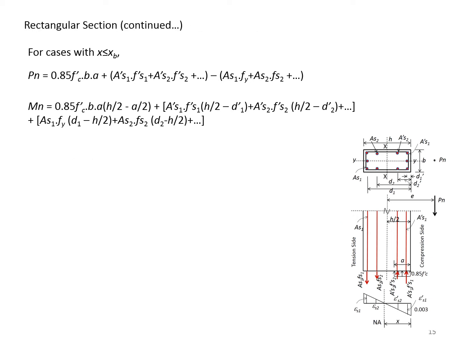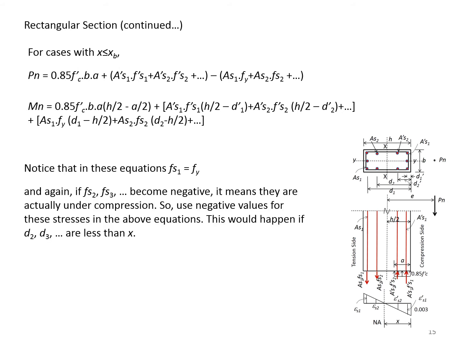Rectangular section continued. For cases with x smaller or equal to xp, the Pn and Mn equations are given, which are slightly different from the previous equations. And notice that in these equations, Fs1 is always equal to Fy. And again, if Fs2 and Fs3 become negative, it means they are actually under compression. So we use negative values for these stresses in the above equations. This would actually happen if d2, d3, etc. are less than x.